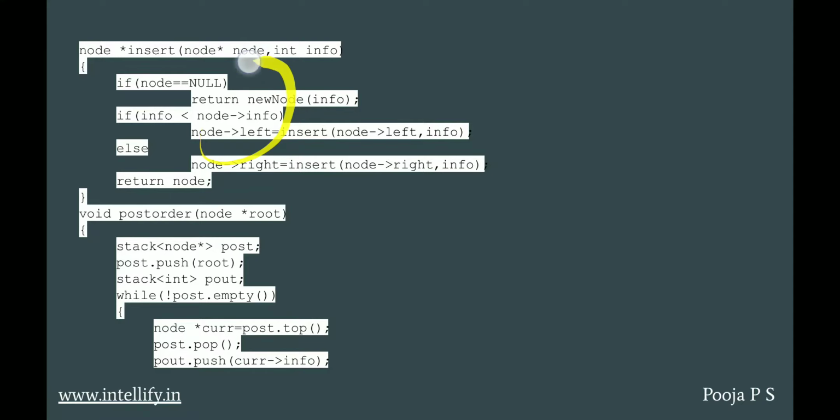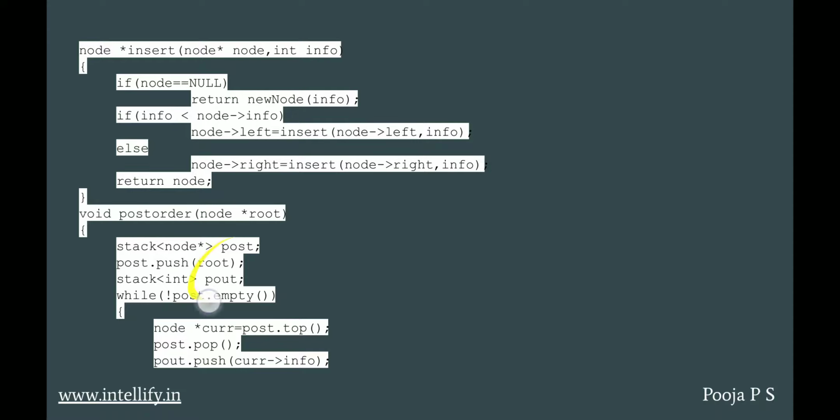This insert method is used to insert the values into the binary tree. Here if node is equal to null, we are returning the new node of info, calling this new node method. If info is less than node's info, then it is inserted to the left, else node of right will be inserted with node of right comma info value. Then we are returning the node value in this insert method.